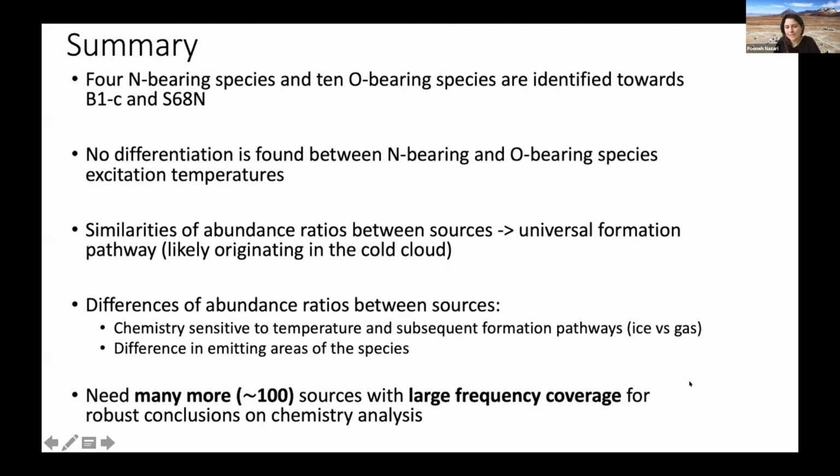But I really want to emphasize that we need many more sources, on the order of 100, with large frequency coverage to really be able to have some robust conclusions.